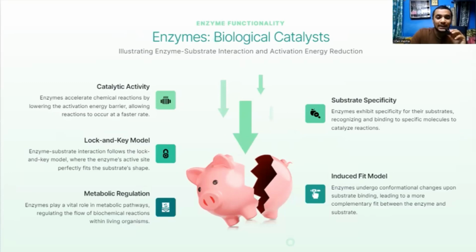Okay, going on, catalytic activity. So, what do we mean by catalytic activity? Enzymes accelerate chemical reactions by lowering the activation energy barrier, allowing reactions to occur at a faster rate. So, catalytic activity is like the catalyst helping the process to go faster than before. Lock and key model, metabolic regulation, substrate specificity, induced fit model. You can go through these, a lot of theory here. Let's skip this and go to the next part.